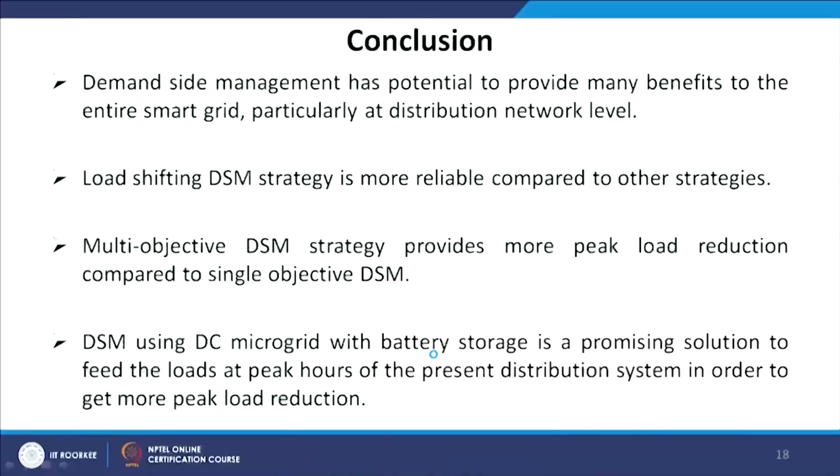DSM using DC microgrid with battery storage is a promising solution to feed the load at peak hours of the present distribution system in order to get more peak load reduction. Means during off peak hours, the battery can be charged and discharged during peak hours, so that the energy that you take towards your consumers from the utility side will be reduced, because the excess peak requirement can be met locally by the battery. So, there is a huge reduction in peak requirement, and that is only possible with the presence of smart grid.